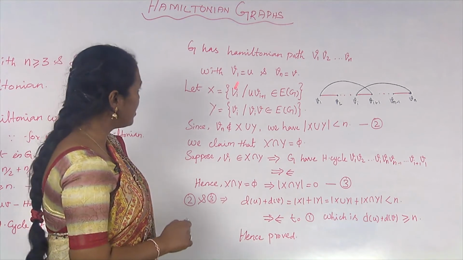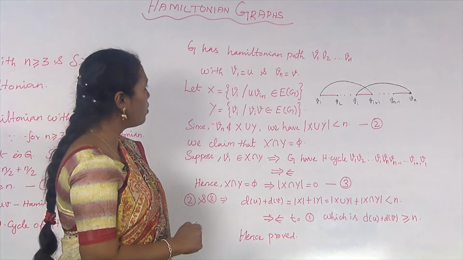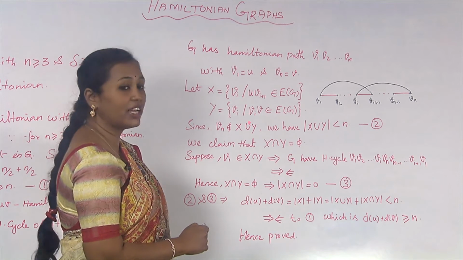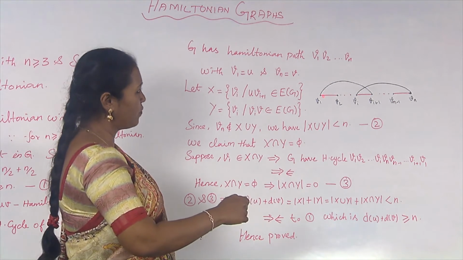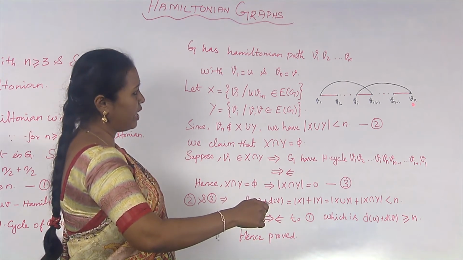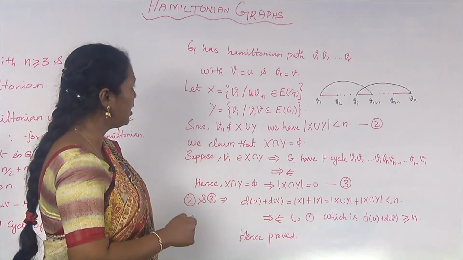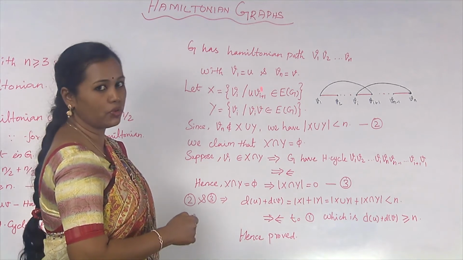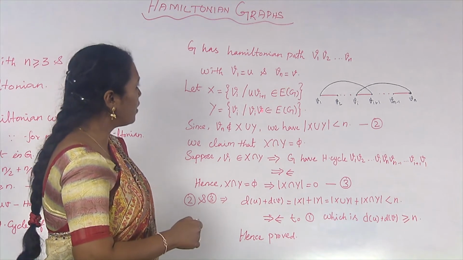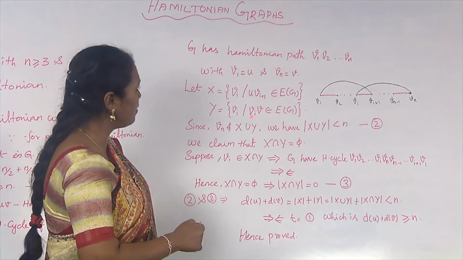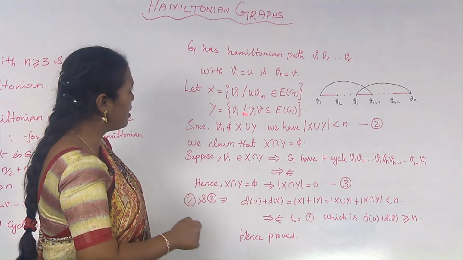Now, let X be the set of vertices Vi such that U Vi plus 1 belongs to the edge set of G, and Y be the set of all vertices Vi such that Vi V belongs to the edge set of G. Remember, this is the Hamiltonian path that we are thinking of: V1 to Vn, where V1 is U and Vn is V, and you are creating two different sets X and Y. Suppose U and V2 are adjacent, then you put in V1. That is the condition. And if Vn minus 1 is adjacent to V, then Vn minus 1 enters Y. So, X and Y have been defined in this manner.